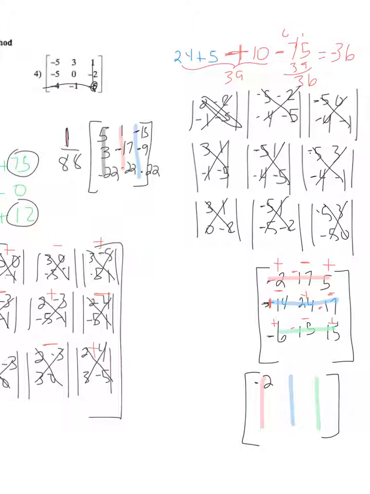Now let's put them in there. So this red one is -2, now it's -17, 5. The blue one was 14, 24, and -17, and the green one -6, -15, and 15. And I'll put the inverse in front of it. So the determinant in front of it was 1 over -36.